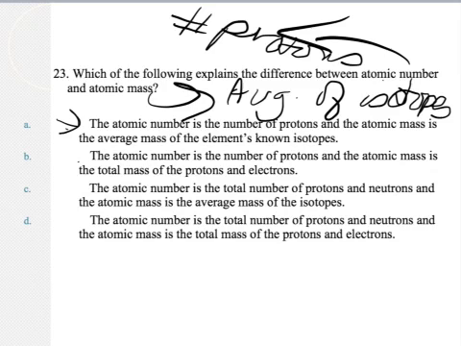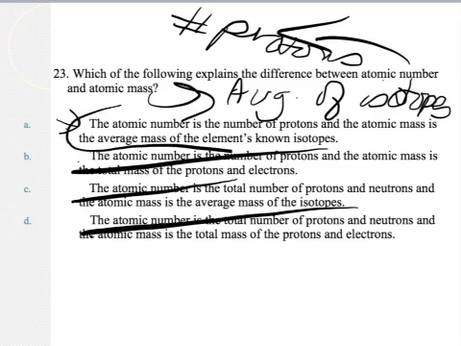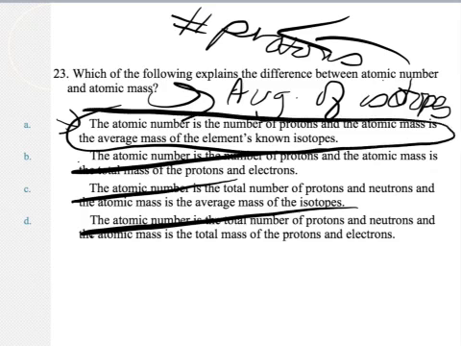The atomic number is the total number of protons and neutrons. No, because the atomic number is just the number of protons. D, the atomic number is the total number of protons and neutrons. Again, that one's wrong because it says protons and neutrons. Correct answer is A. The atomic number is the number of protons, and the atomic mass is the average mass of known isotopes.